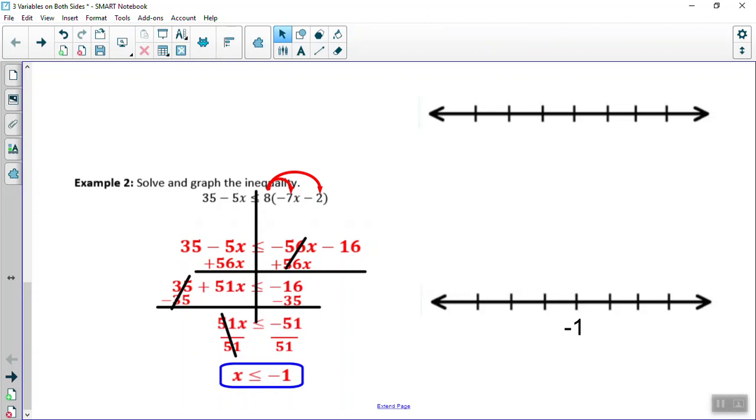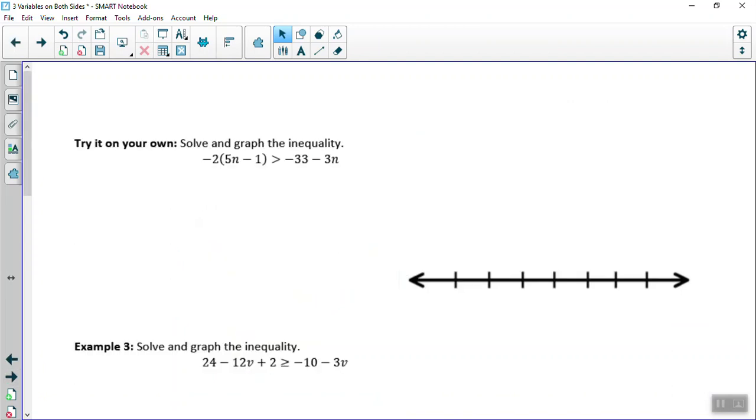All right, so now we're going to put our circle at negative 1. I've got that or equal to piece, so my circle has to be a closed circle. And then I need all the x values that are less than, so I am going to go to the left. All the values that are less than negative 1. Okay, let's go to the next page. And now I want you to try this problem on your own. Go ahead and pause the video now.